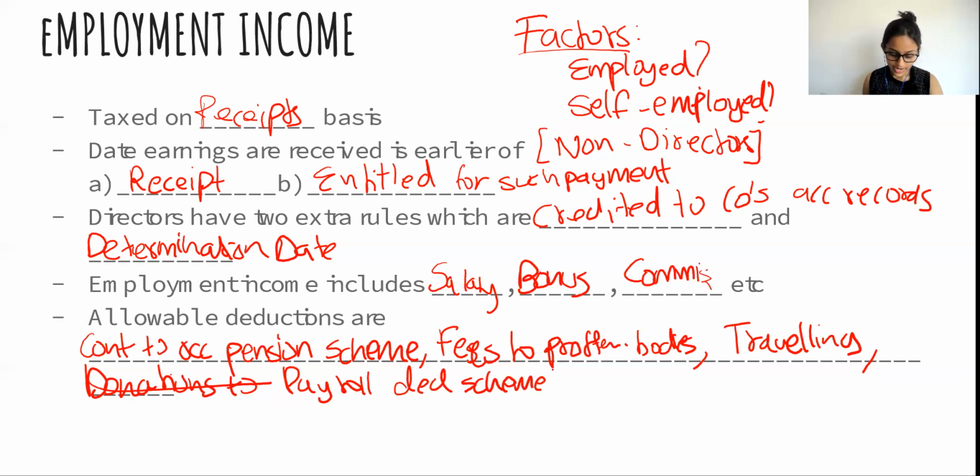Then capital allowance on plant and machinery provided by the employee. These are the various allowable deductions which we can reduce. So if it is not still clear to you, go to your handouts and take a look at the format which I have given you with regard to employment income. What are the allowable deductions?